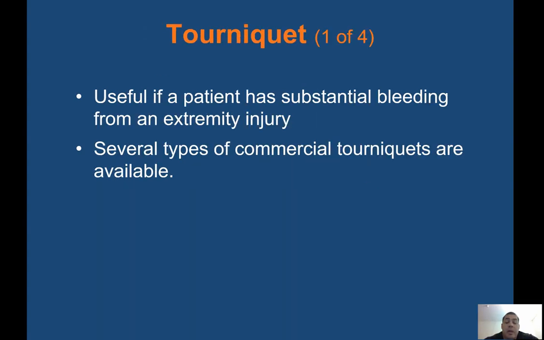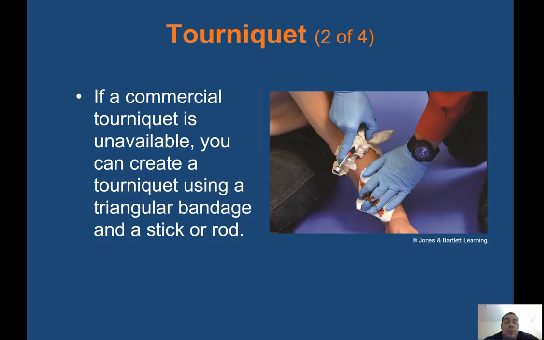So, tourniquet. Useful if a patient has substantial bleeding from an extremity injury. Several types of commercial tourniquets are available. If a commercial tourniquet is unavailable, you can create a tourniquet using a triangular bandage and a stick or rod.